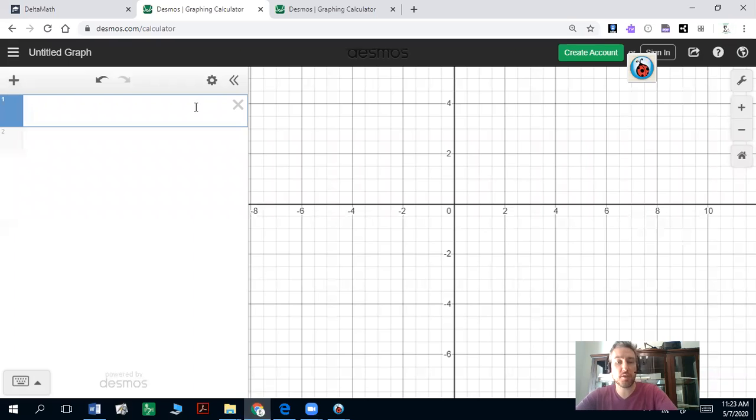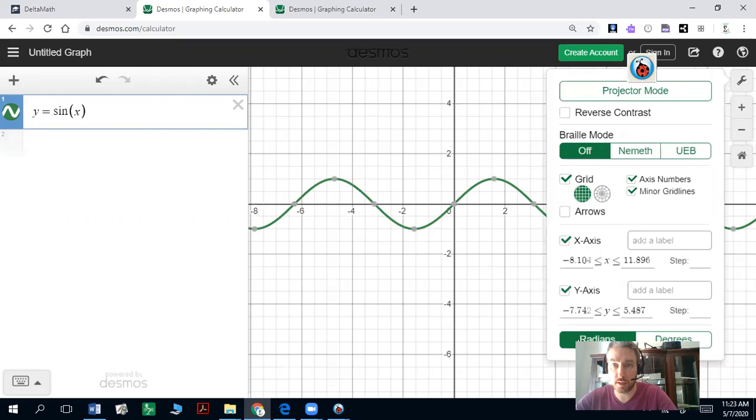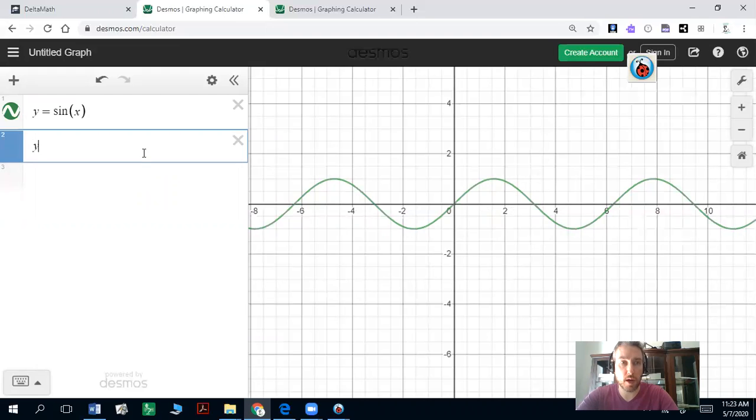If I do y equals sine x, again, make sure you're in radians. Click the toolbar and go down here, make sure it's in radians, not degrees. You're going to see that the midline here is the x-axis, so that would be y equals 0. In fact, you can test that, y equals 0, and that should be right halfway between the maximum and the minimum value.